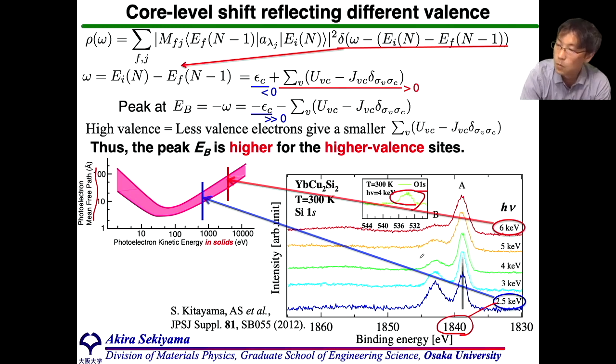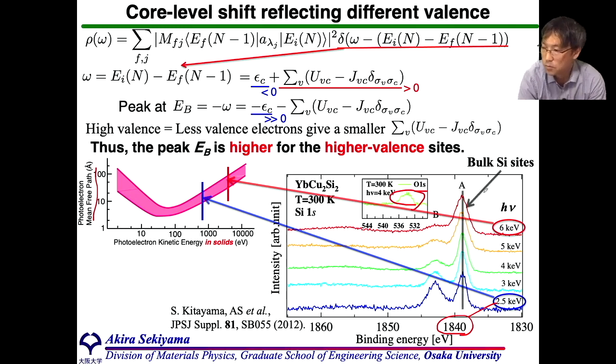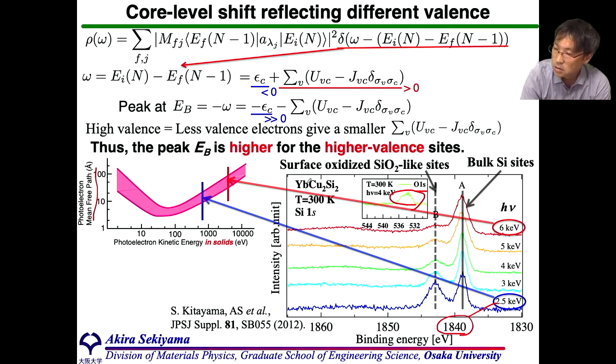Therefore, we can conclude that peak A is coming from the bulk silicon side in the ytterbium kappa 2 silicon 2, and peak B is coming from the surface oxidized by the oxygen. So the silicon O2-like state in the surface. These spectra, photoenergy dependent spectra, can be understood as a consequence of the different mean free paths as a function of the photoelectron kinetic energy and the different valence state.